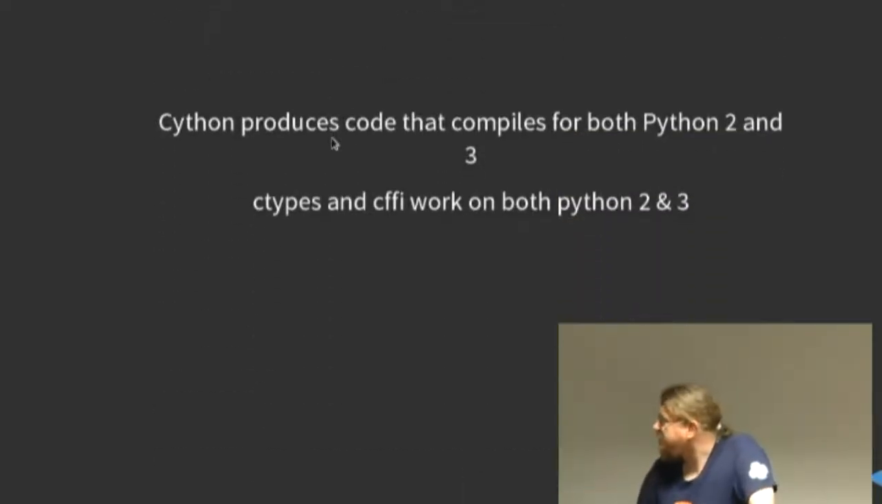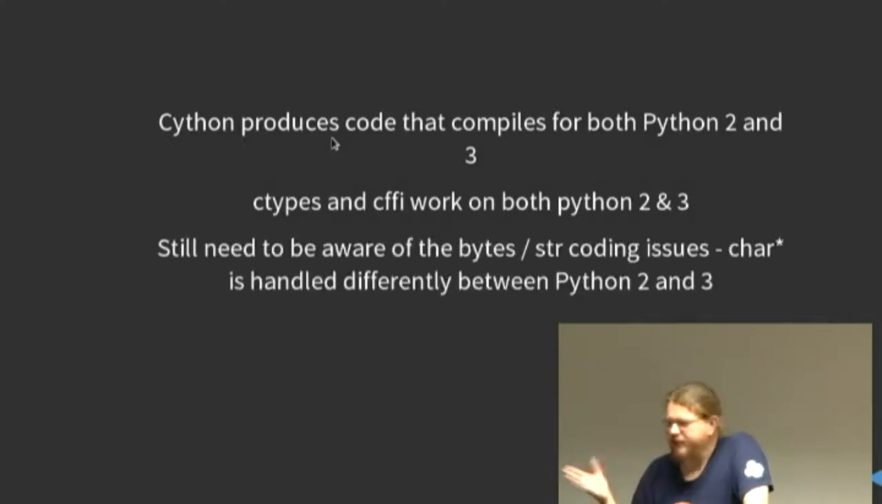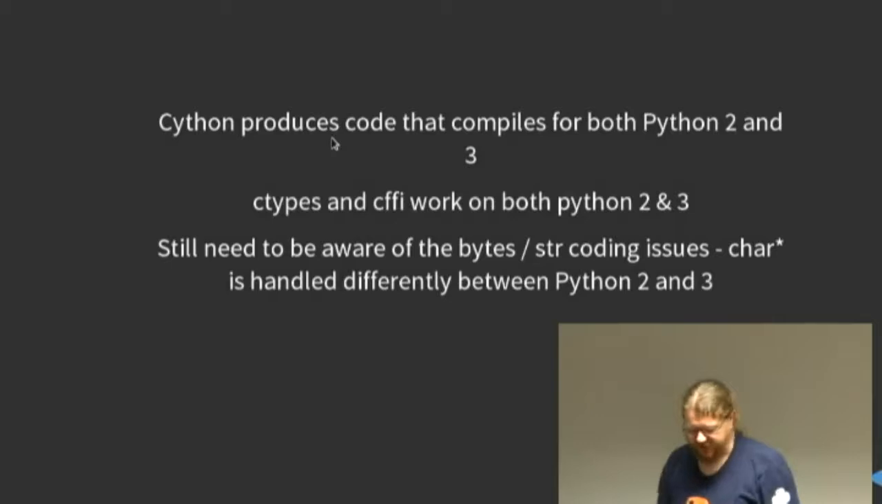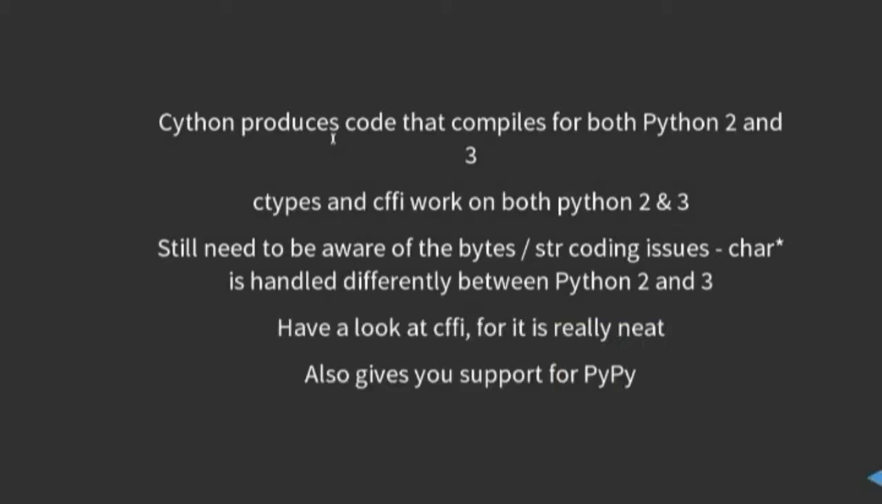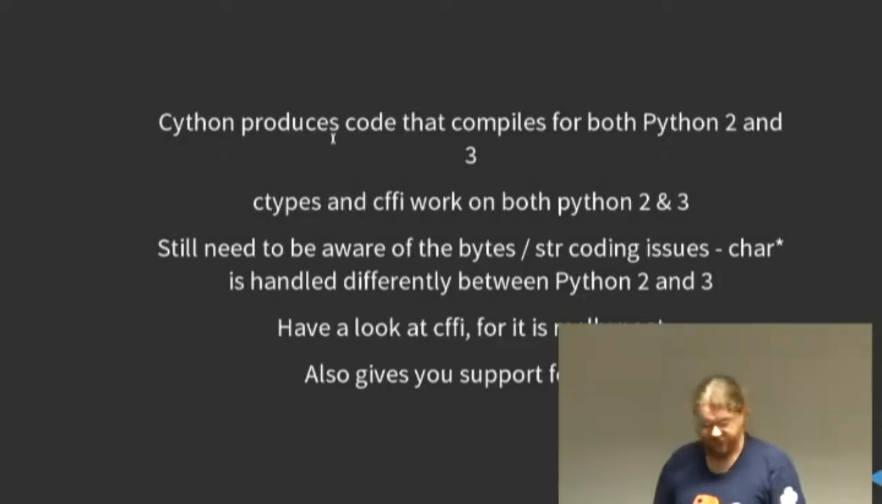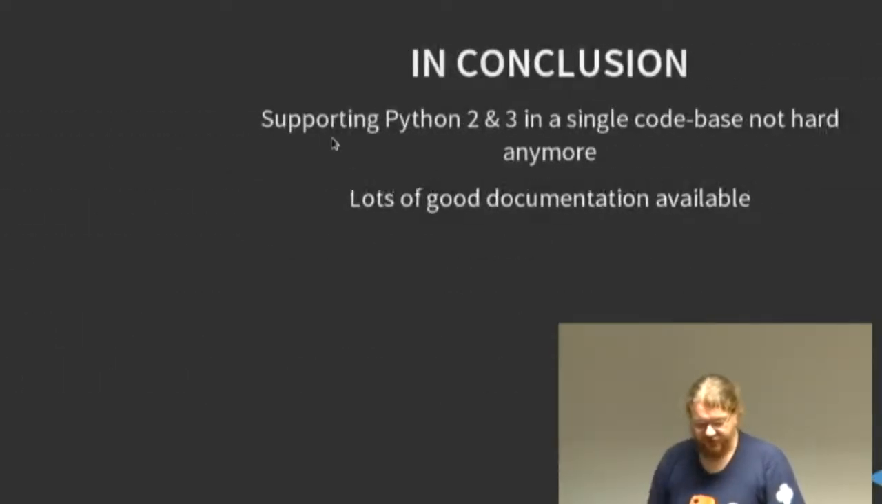Cython produces code that's compatible with 2 and 3 automatically, if you like Cython. ctypes and CFFI both work on 2 and 3, though again you do have to be aware of the bytes and string distinction, which you're always going to have to be aware of. Honestly, it's much better to use one of these tools, and if you're going to do it, have a look at CFFI. CFFI is really, really neat. It also gives you support for PyPy, which is quite fun.